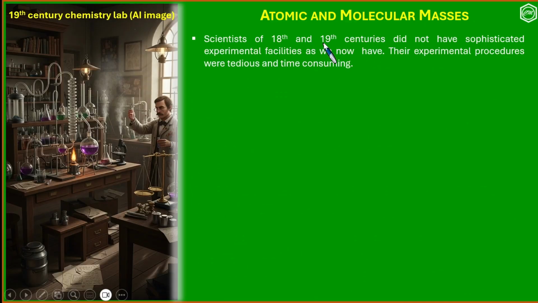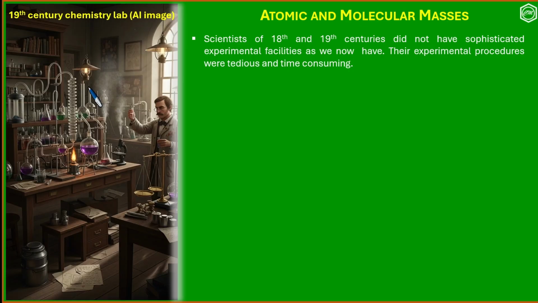Scientists of the 18th and 19th centuries did not have sophisticated experimental facilities as we now have. Their experimental procedures were tedious and time-consuming. This picture shows a 19th century chemistry laboratory, of course, an AI-generated image. Chemists of that time painstakingly sought information about the composition of compounds and they tried to systematize their knowledge.